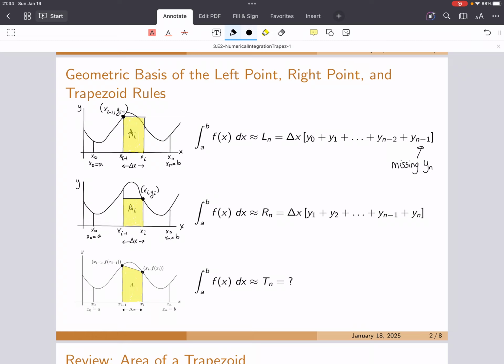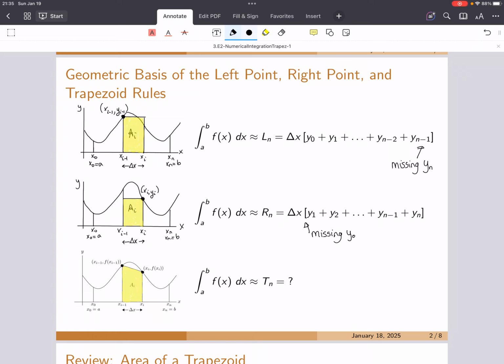If we use the right point rule, then a similar issue appears. Then what we're doing is that we're not using the value at x naught. So we're missing the data point y naught. And the trapezoid rule will fix that issue. We're actually going to be using both y naught and y sub n. But how that comes about we'll see in just a second. But the idea here is that instead of building rectangles on top of each subinterval of width delta x, we're going to be building a trapezoid instead.